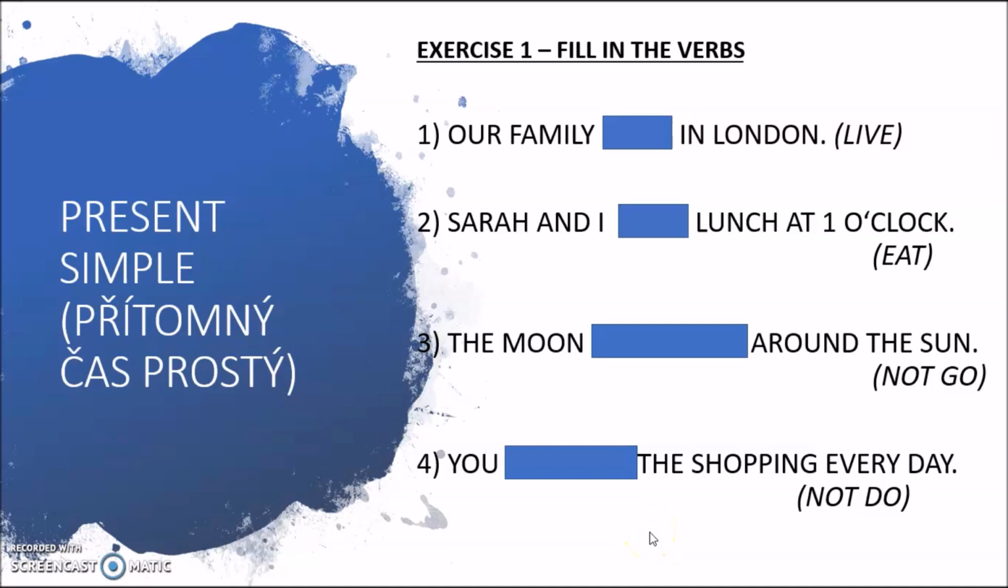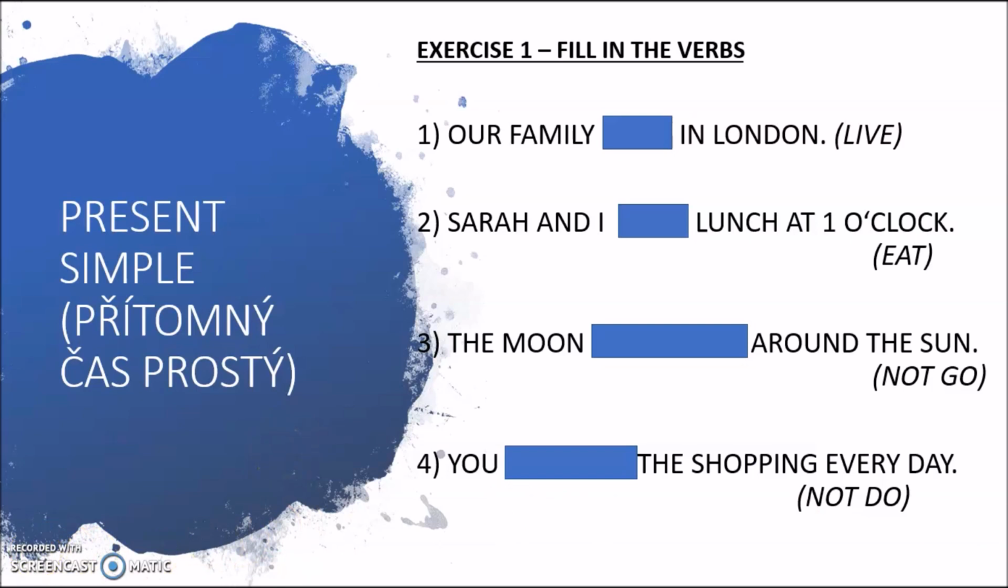Alright, here is the first exercise. Now, pause the video and try to put verbs in the brackets, live, eat, not go and not do, into the sentences. When you're finished, play the video and I will show you the correct answers.